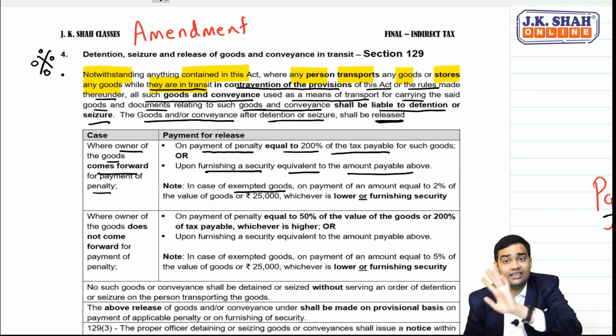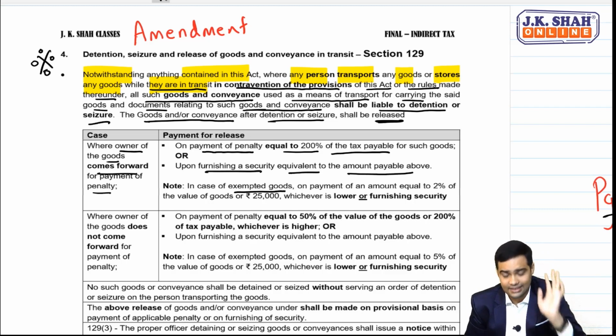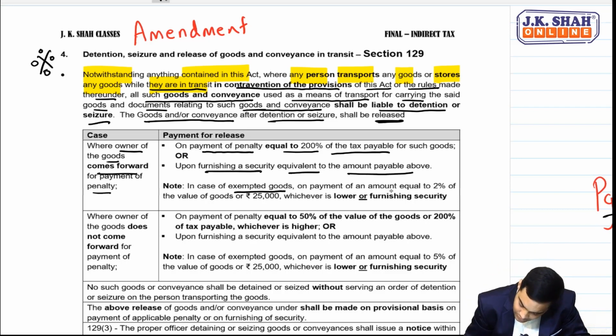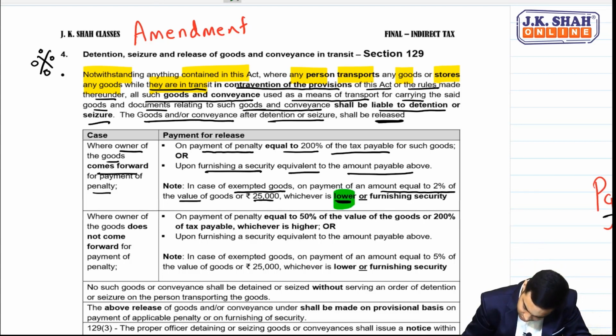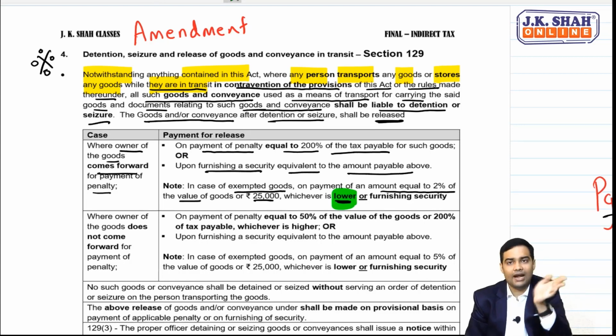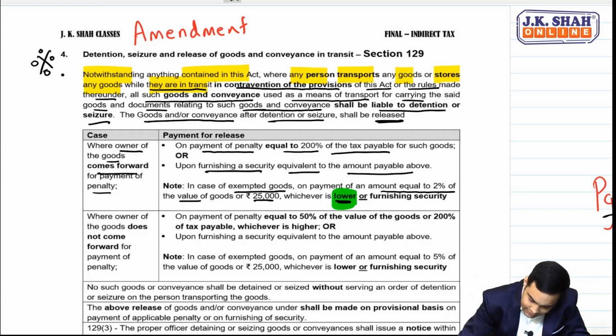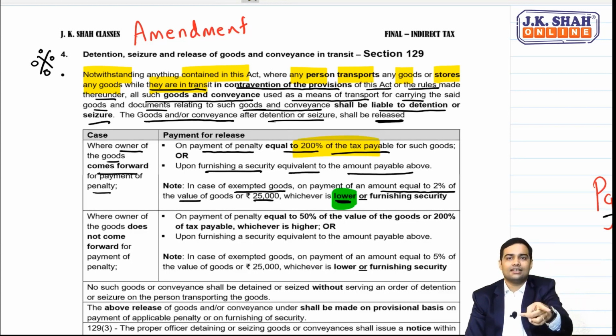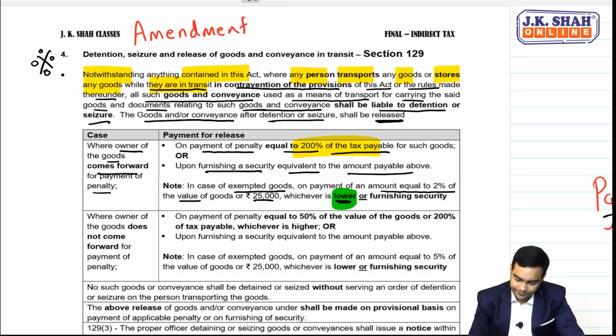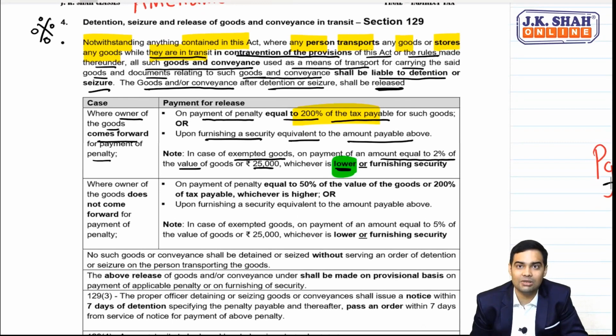Exempted goods, there is no change in the exempted goods provision, it is same. Exempted goods, it is lower. Amount equal to 2% of value or 25,000, whichever is lower, or furnishing security. Circle this lower. This is same, prior to amendment, after amendment. What has changed is this. Earlier, you used to pay tax and 100% of tax as penalty. Now, 200% of tax as penalty. Direct double, sir. Direct double.